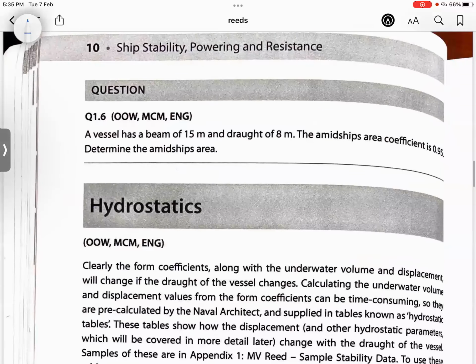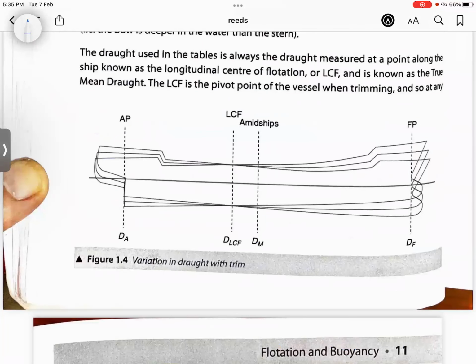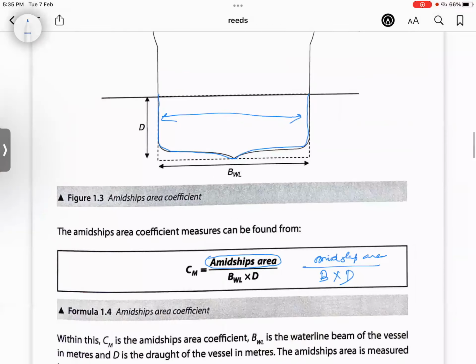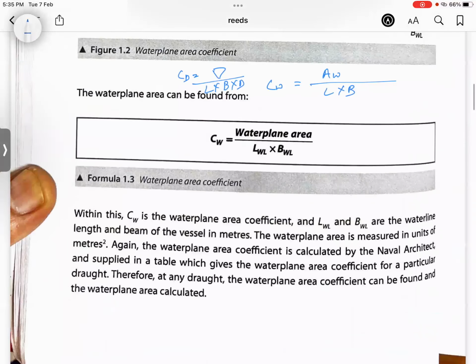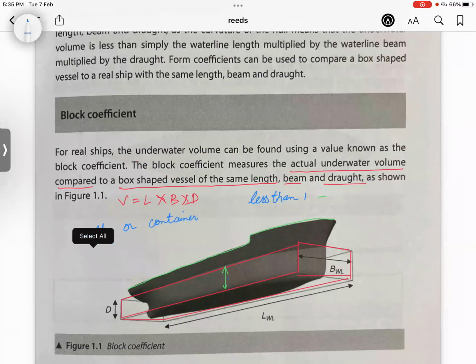Okay, now let us just take a complete ship. Are these three clear to you? Guys, is it clear? Amidship, water plane area, and this block coefficient. Okay.